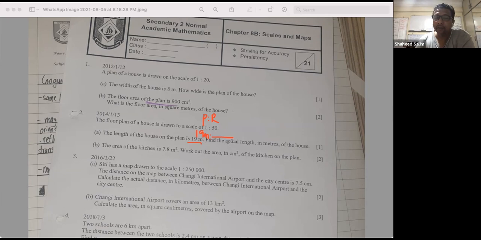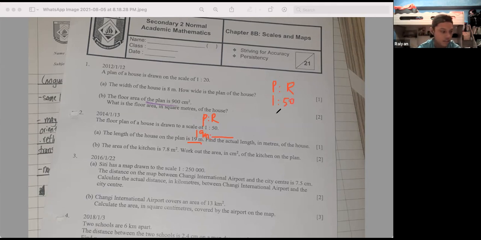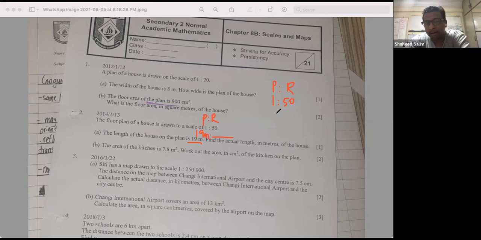Let's say so. How to find? Very simple, unless there's a mistake in the question. I write the ratio like that, this is 1 to 50, times by 19. That gives 950. Funny, something is wrong. I think your teacher got it wrong. Tell your teacher, is this question right or wrong? Maybe she wants to find the actual length, so down here is 19.